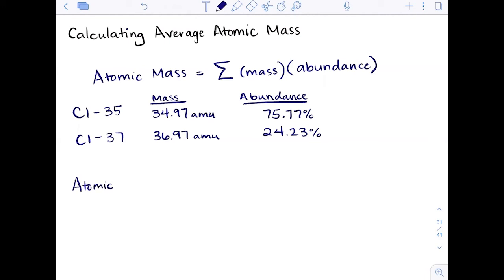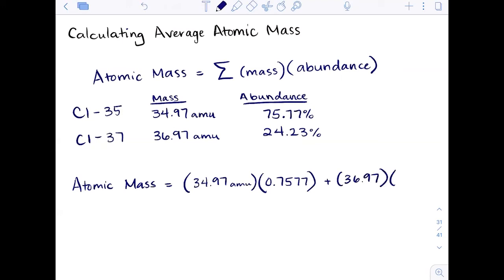When we want to plug these in to the calculation, it is very important to take each step-by-step calculation. We would take the mass of chlorine 35 and multiply it by its abundance. Now, we don't want a percentage at the end of the day. We want our units to be in AMU. So change that percentage to a decimal point. Then we'll do the same for chlorine 37.